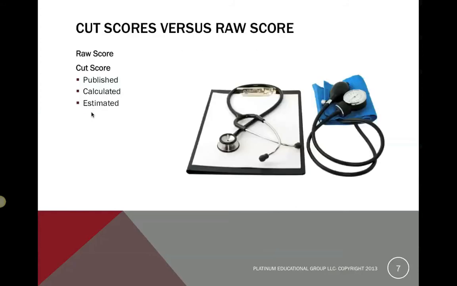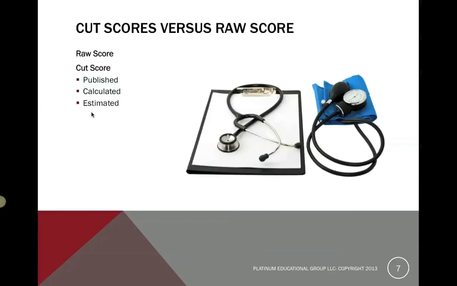Cut score versus raw score. Raw score is just, there were 100 questions, you got 97 of them right, you got a 97%. There were 100 questions, you got 12 of them right, you got a 12%. That's what raw score is: how many questions were there, how many did you get right, what's your percentage. Cut score, on the other hand, is what you'll identify based on the quality of the answers.